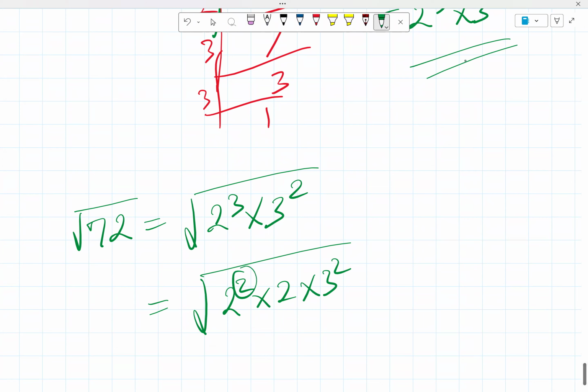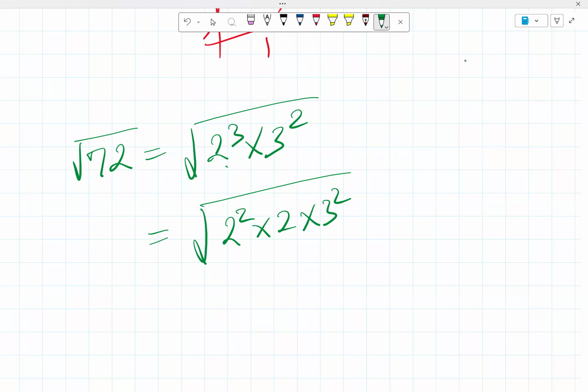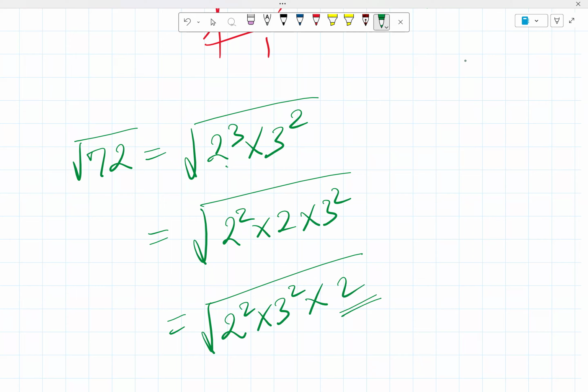We are interested in only the ones with power 2 because we are dealing with square roots. If you are dealing with cube roots, you are interested in power 3, for instance. We are going to see that later in the next video, I believe. So now this is like 2 raised to power 2 times 3 raised to power 2 times 2. So this one is going to be under the radical at the end of the day. But let's go on. So that's the grouping we have done now.